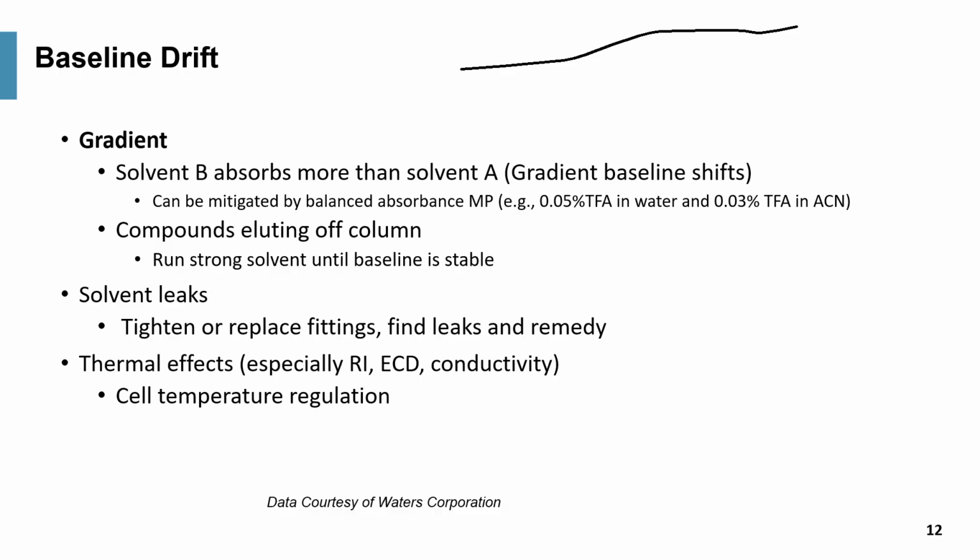Baseline drift can be very commonly related to the gradient, where you have solvent B, which absorbs more than solvent A, giving you a rising baseline. Could be other things like a component eluting off the column under isocratic condition. Could also be a solvent leak. It's also very problematic with refractive index detector, conductivity detector and also electrochemical detector. But in general, UV detectors are pretty robust.